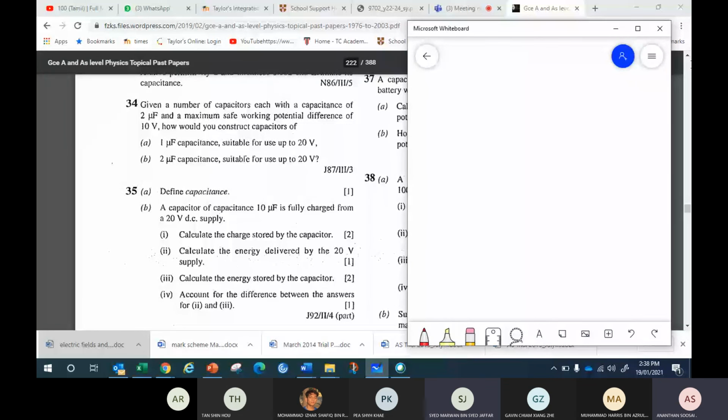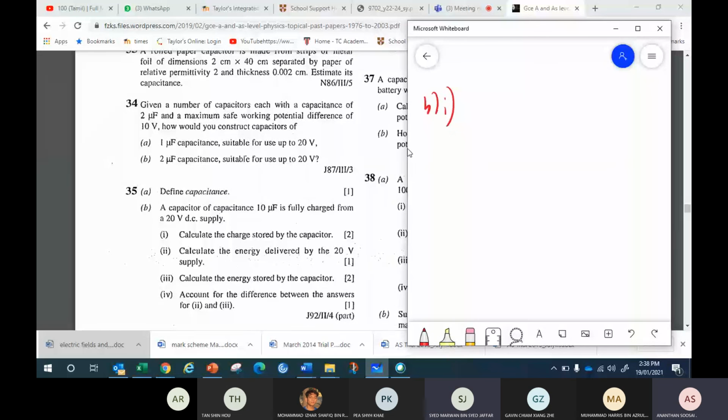A capacitor of 10 microfarad is fully charged up to 20 volt. Calculate the charge stored in the capacitor. So B1, what's the answer? What formula? So C equals Q over V. Easy, right? C is how much? 10 microfarad. And Q is how much? Q we are looking for.